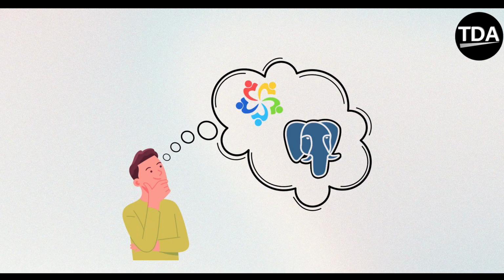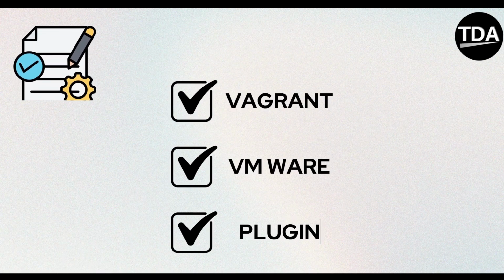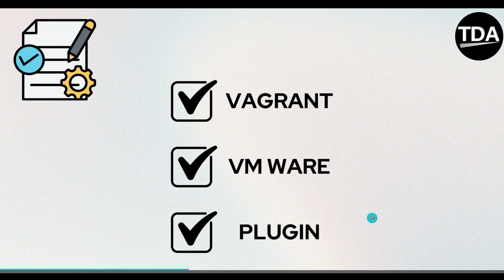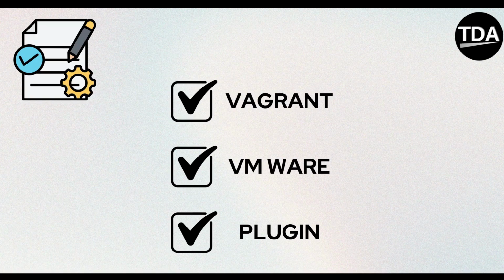Now let's get started. Before we begin, make sure you have the following installed on your system: Vagrant, VMware Workstation if you're using Windows or Linux, or VMware Fusion, and the Vagrant VMware plugin. All the download links are in the description below, so check them out. But if you have not installed them yet, don't worry, the DB admin got you covered. Let's dive into the installation of all these softwares one by one.